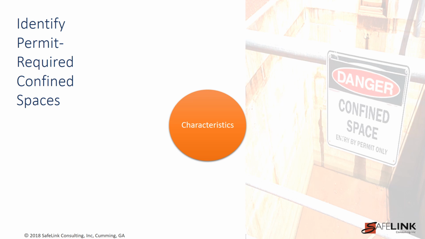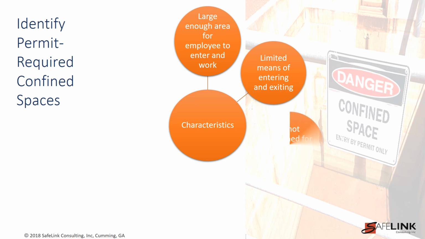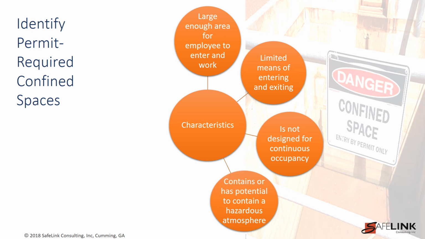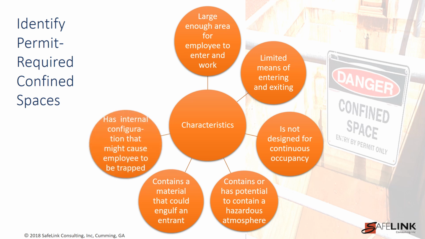A permit-required confined space must contain all three of the previously listed confined space characteristics: a large enough area for an employee to enter and work, limited means of entering and exiting, and it is not designed for continuous occupancy, plus one or more of these additional hazards. The space contains or has potential to contain a hazardous atmosphere. It contains materials that could engulf an entrant. The space has an internal configuration that might cause an employee to be trapped. Or it contains any other safety or health hazards.